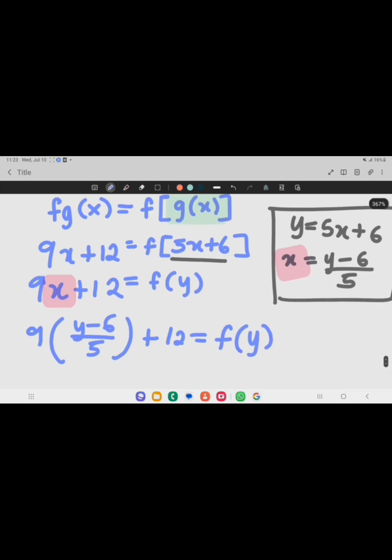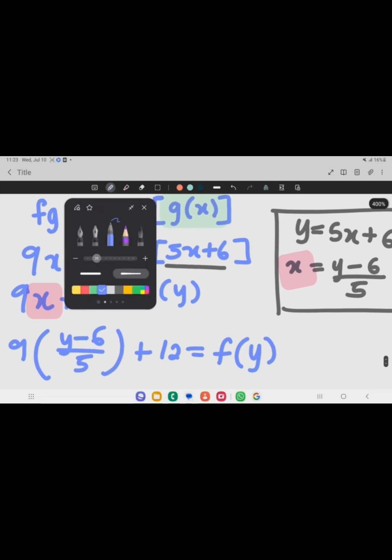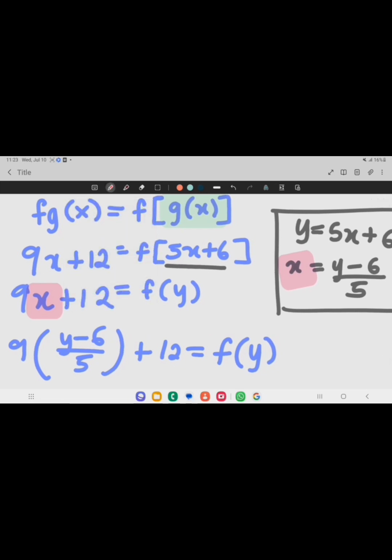Actually, you know why you cannot change this straight away into 9y plus 12? You know why you cannot do it like this? Because at this step, I never changed it like 5y plus 6. No, I never changed it like this. I changed the entire thing into y. So you cannot change only this part as y. That's why you have to find the equation of x.